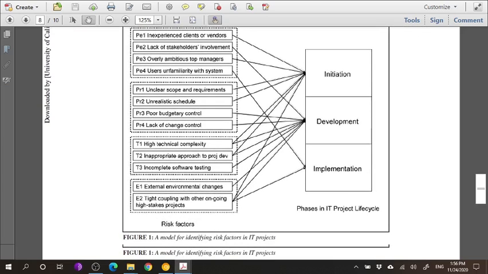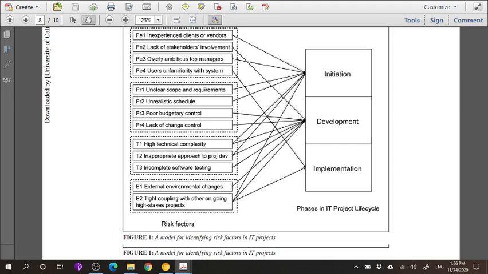The article also shows a figure that actually was created after analysis of the literature to identify what usual failures lead to what kind of problems. So notice that it shows that personal risk factors or people risk factors of users' unfamiliarity with the system usually impacts the implementation stage, and the tight coupling of other ongoing systems also impacts implementation stages. The rest you can notice are impacting the development as well as the initiation stages of the project's IT lifecycle. So these two factors are impacting the implementation stage.